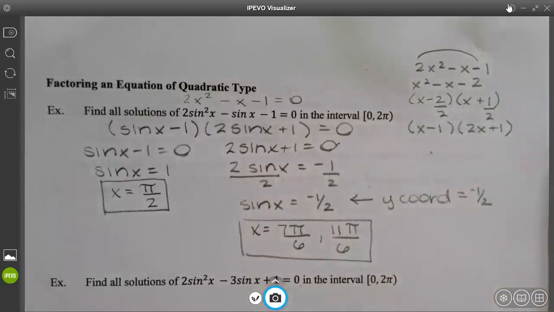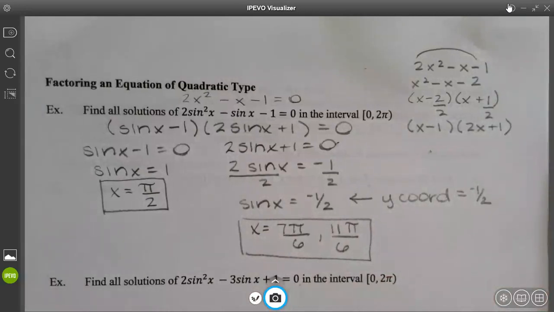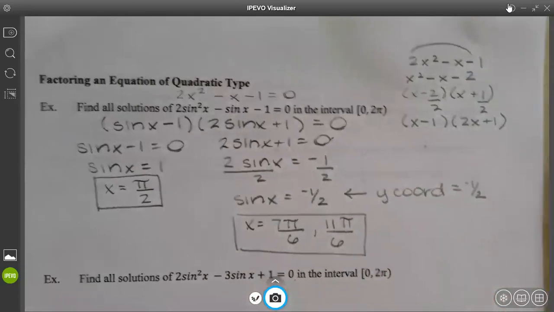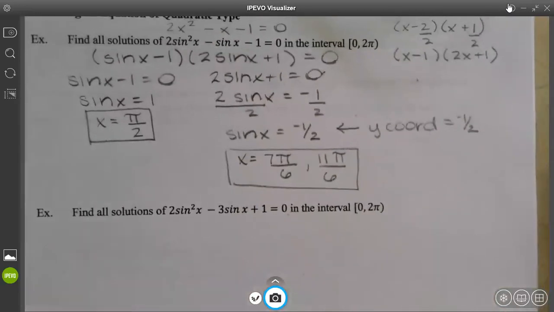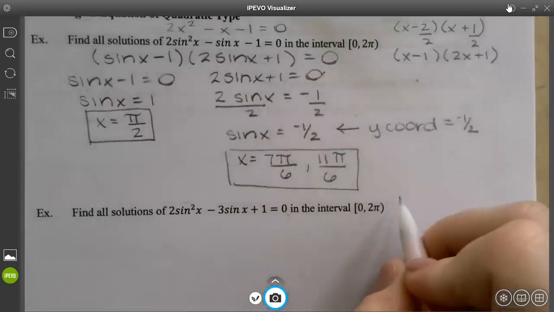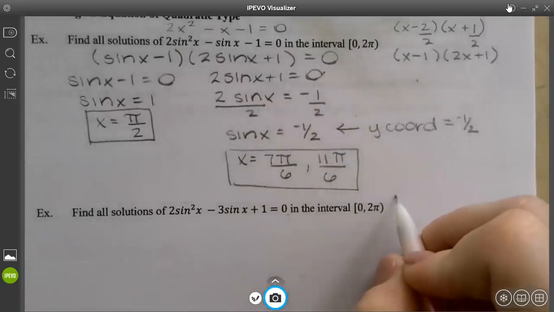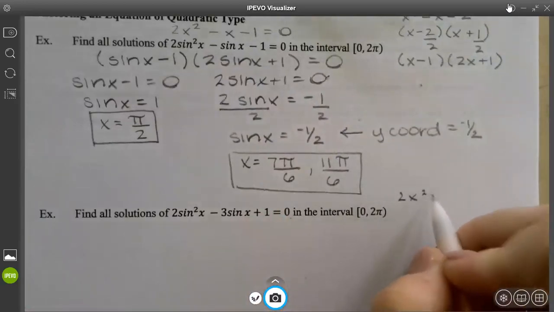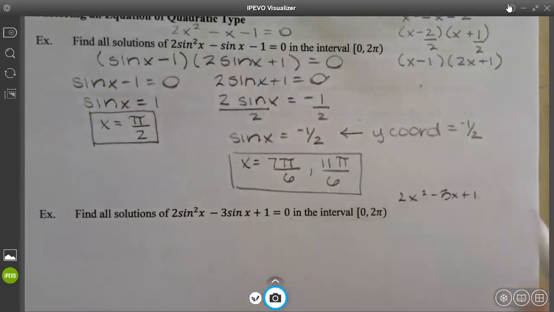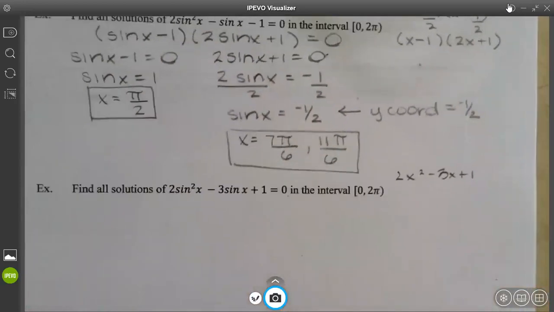Any questions? Like I said, it's much easier when they limit it to 0 to 2 pi. For their exact answers, you don't have to put plus 2n pi or plus n pi or anything like that. All right, how do I do the next one? What am I actually factoring? How would I write this in terms of x? Okay, how do I factor that?